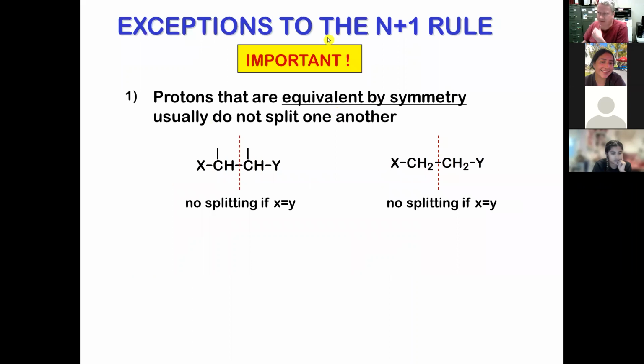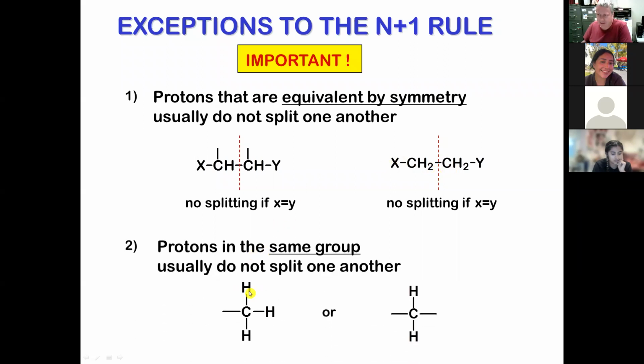Okay, so a couple cases where the n plus 1 rule does not work. One is if you have a pair of CHs, we'll say, and they have identical X and Y groups, so there's no difference at all. If that's the case, these will just come at the same place, and they won't split each other. All right, so there's no splitting. Same with this. If I have a CH2 and a CH2, and X and Y are the same, like chlorines on both sides, no splitting. They won't see each other. They would just be a single peak, and it'd be a singlet. Okay.